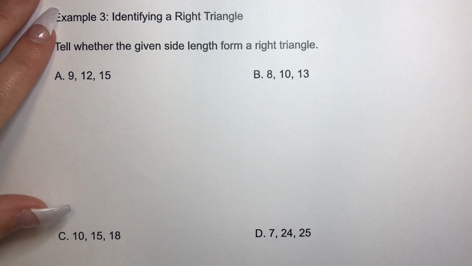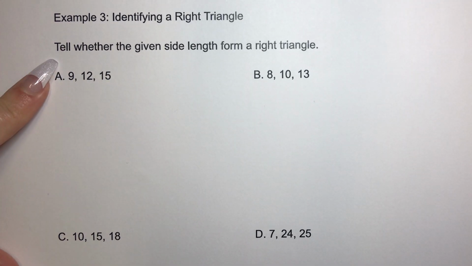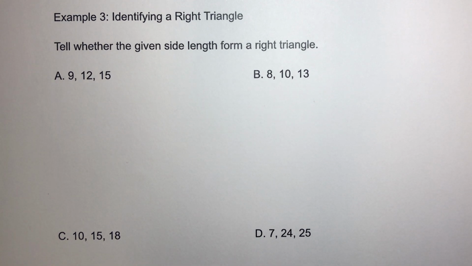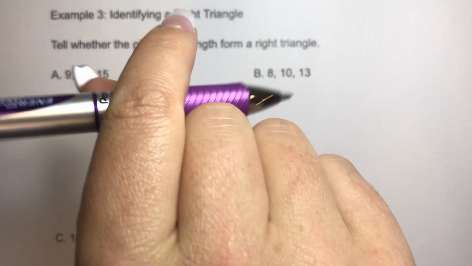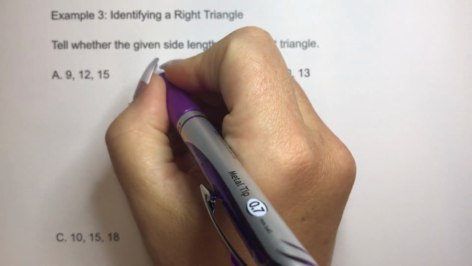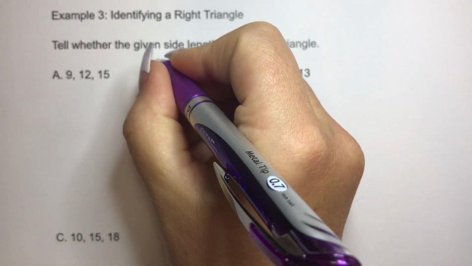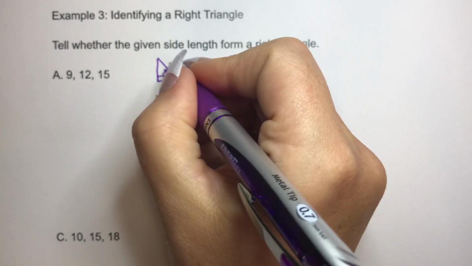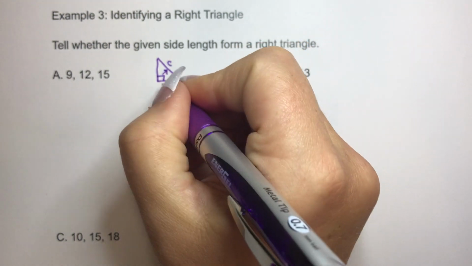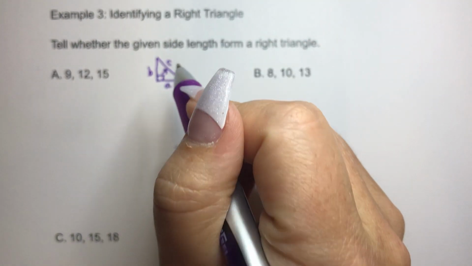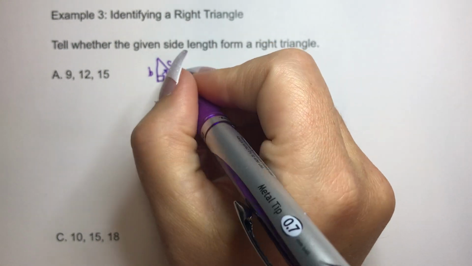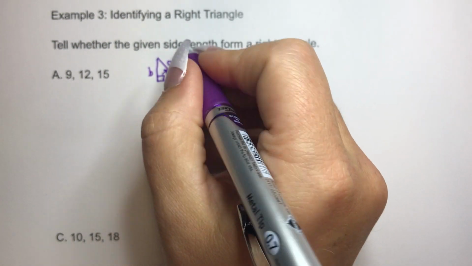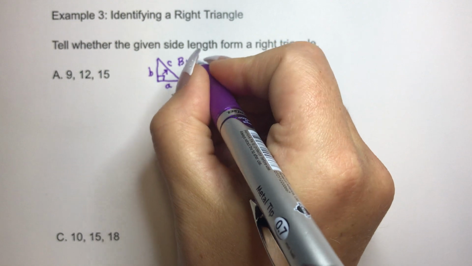All right, welcome back for example 3, identifying a right triangle. So we are going to tell whether the given side lengths form a right triangle. And to do that, we're going to use the Pythagorean theorem. Whenever we're using the Pythagorean theorem, we know that we're dealing with a right triangle. There's a 90 degree angle. Across from the 90 degree angle is the hypotenuse, or c, and then these are the two legs, correct? Now, what we know about this is that this c is always going to be the biggest number.